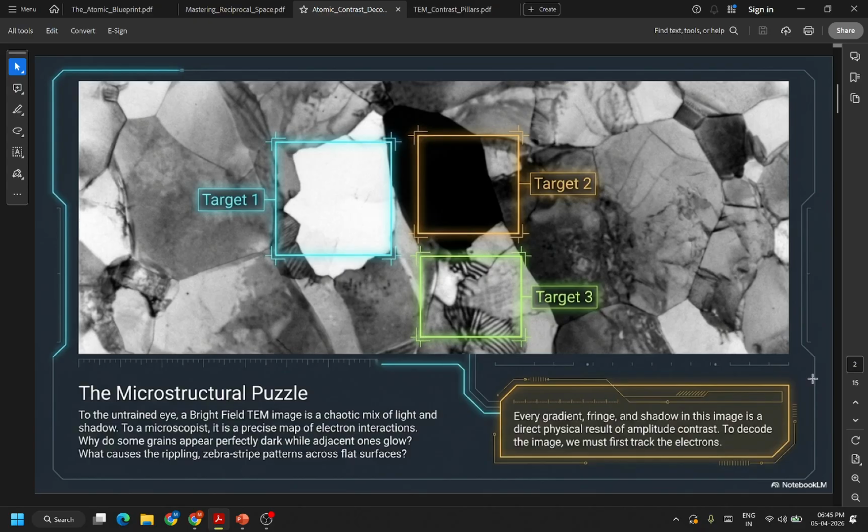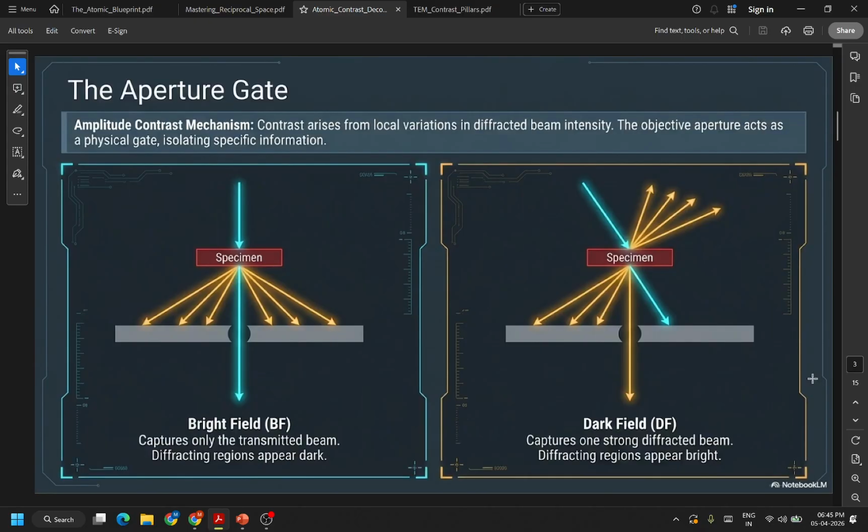Every gradient, fringe, and shadow in this image is a direct physical result of amplitude contrast, and we must first track where the electrons go to understand the image. So how is amplitude contrast generated? Contrast arises from local variations in diffracted beam intensity. The objective aperture acts as a physical gate which can be used to isolate specific reflections.